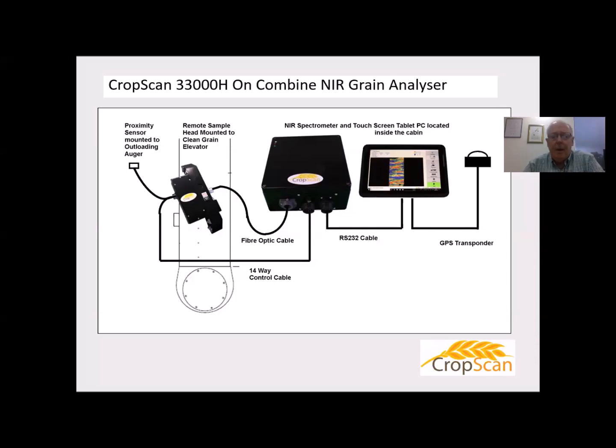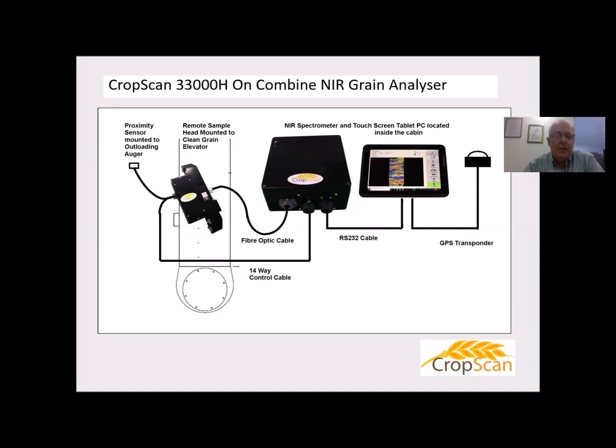So the information goes to the spectrometer, which sits in the cab. It produces the near-infrared spectra. The computer applies the calibrations for protein, moisture, and oil. It reads the GPS signal from the GPS transponder, which is mostly coming from the installed system in the combine. And then that presents the data in a number of different formats.